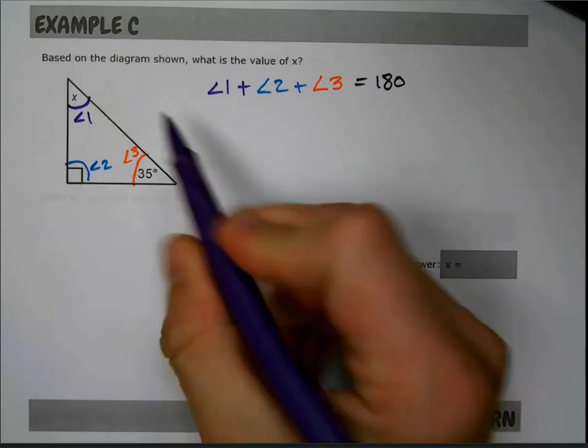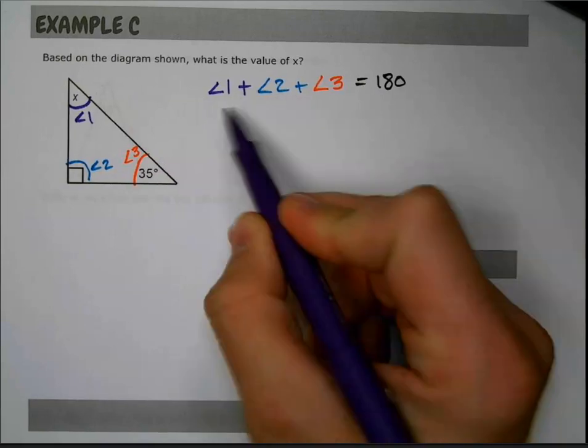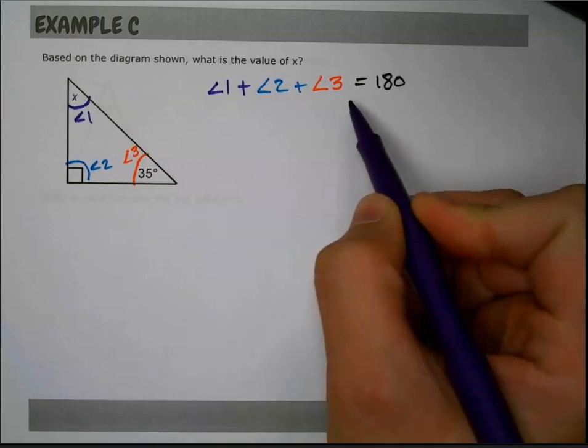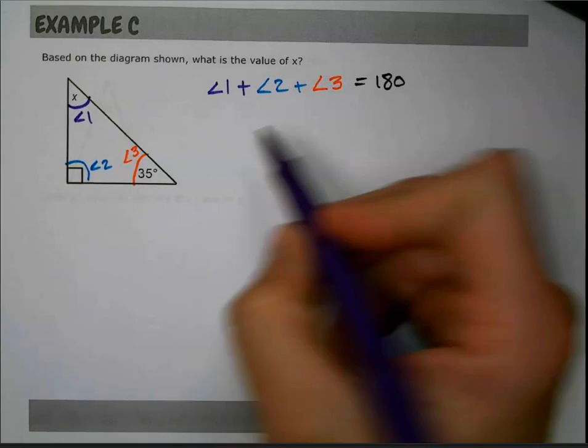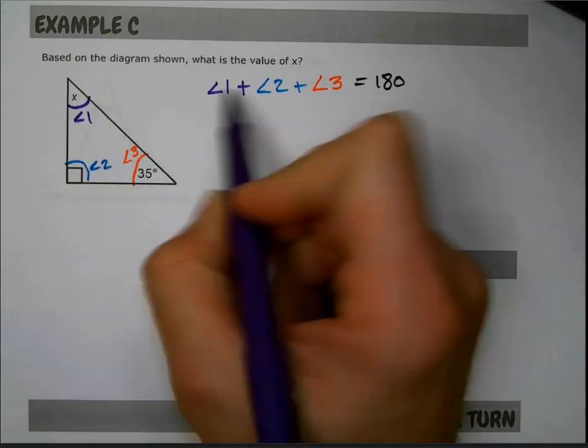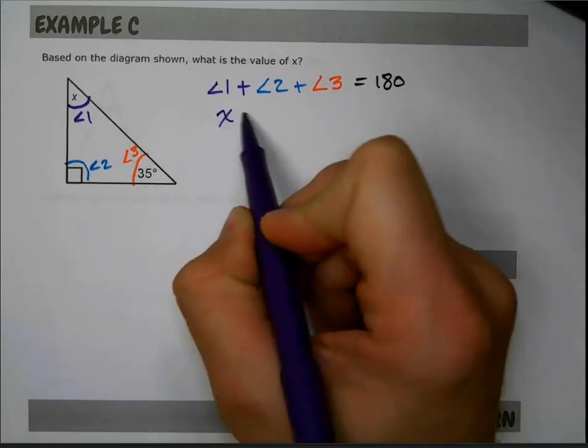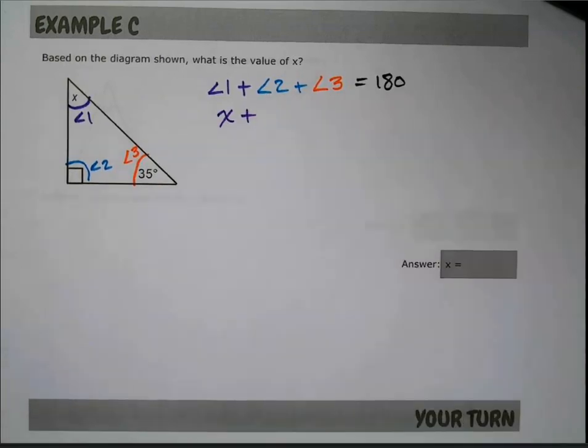So now I'm going to substitute instead of these angle 1 and 2 and all that, I'm going to put what we have in the triangle. Angle 1 is x plus, and by the way guys, it doesn't matter which one you call angle 1 or angle 2. I've just put different ones.